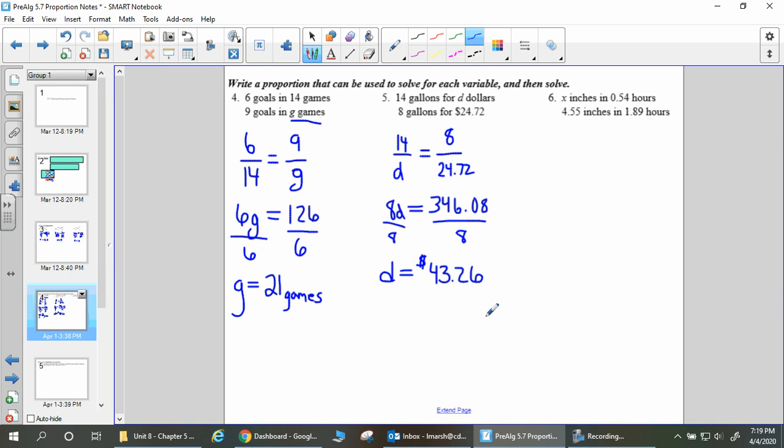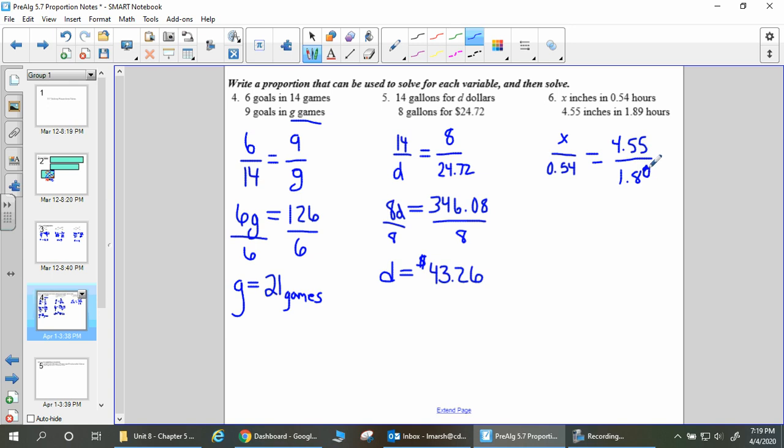I'm going to go ahead and do number 6. So if you did it yourself, here's your check. So if I set up my proportion, x over 0.54 equal to 4.55 over 1.89. And so in this case, we're talking about inches in hours.